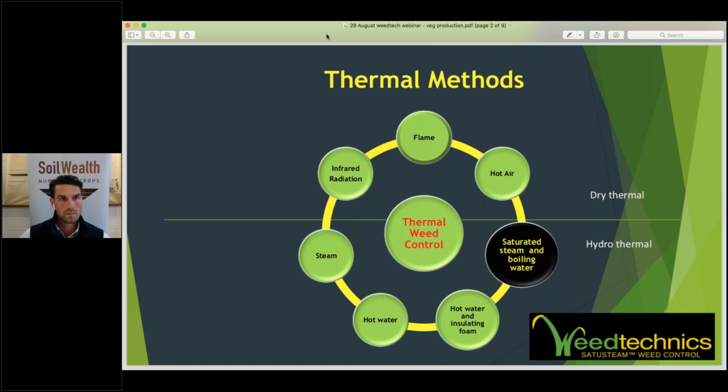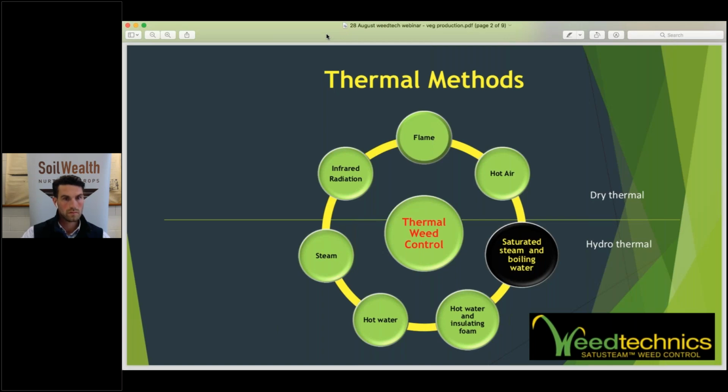So they were really cooking weeds slowly. So it was a really inefficient heating process, and very voluminous. So we went about making a steamer, thinking that was going to be the answer, not really understanding the process of thermal weed control at the time.